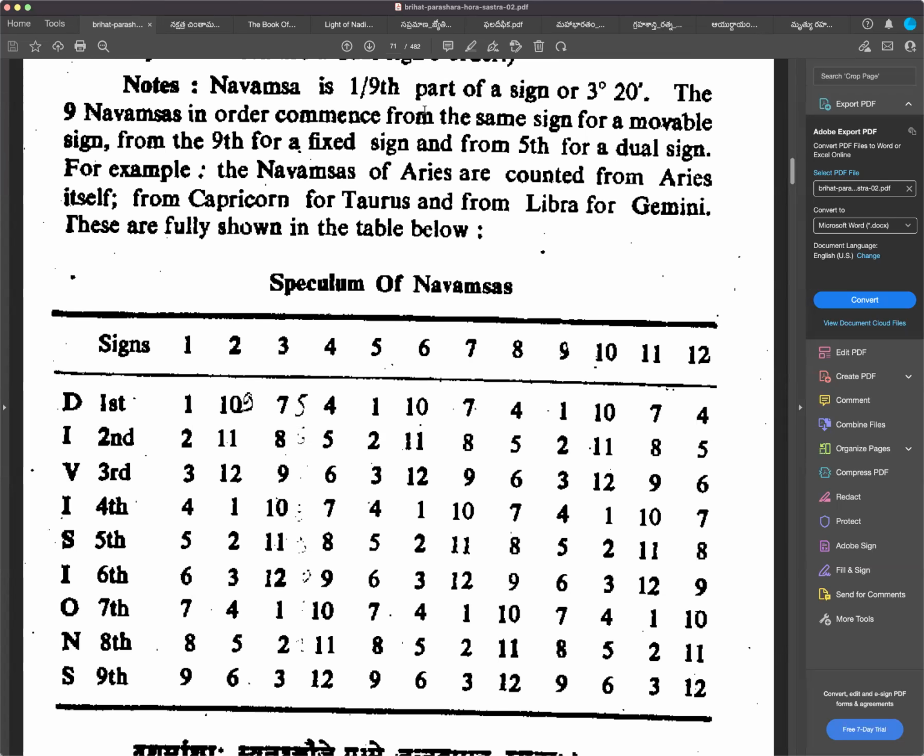The D9 chart can be used for knowing the true strength of the planets. For example, one planet is debilitated in D1 but exalted in D9. That planet gives good results. Vice versa, if it is an exalted planet in D1 but debilitated in D9, you are not going to enjoy any fruit of that planet. So that's why D9 gives the true strength of each planet.